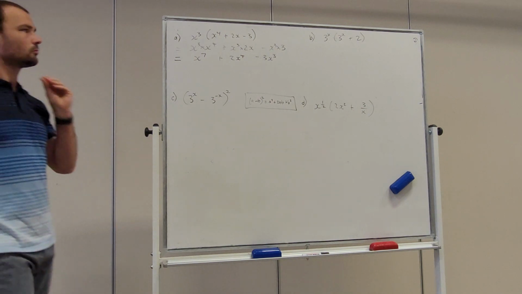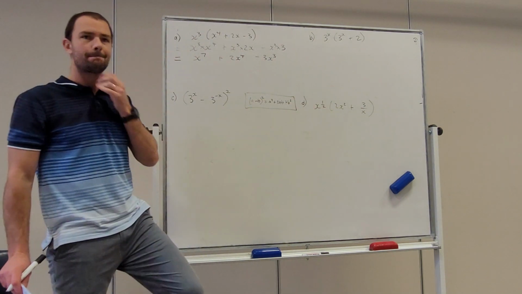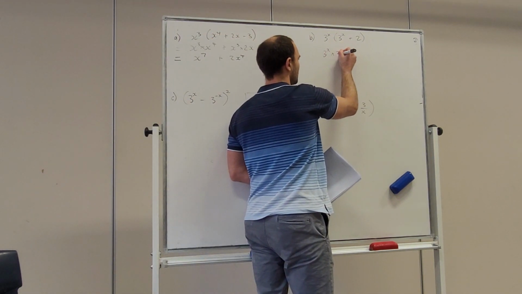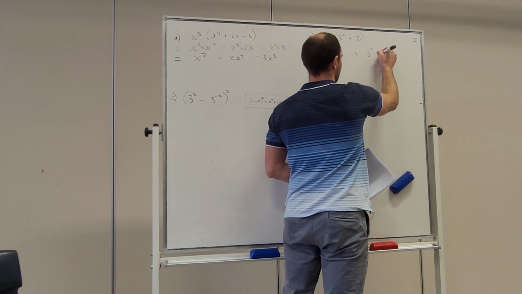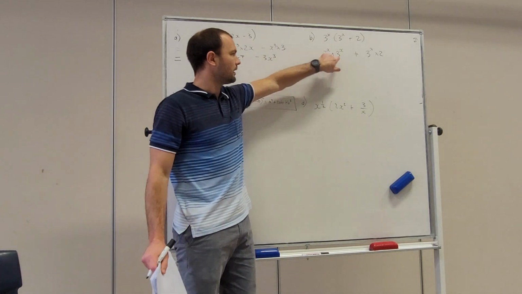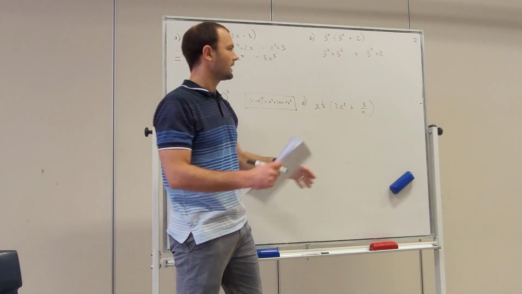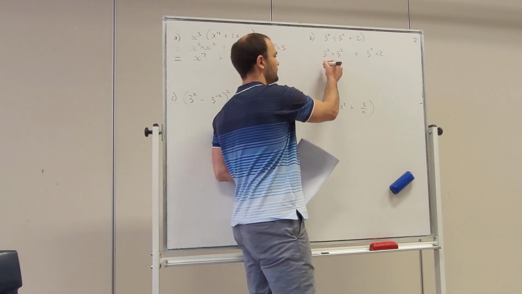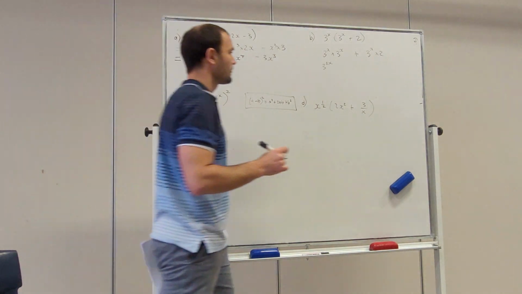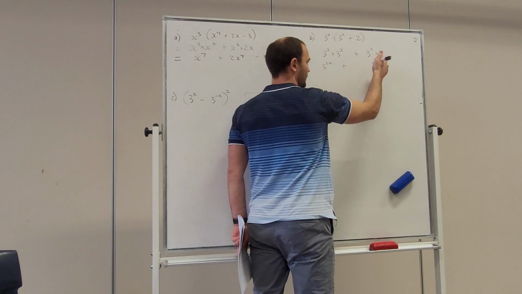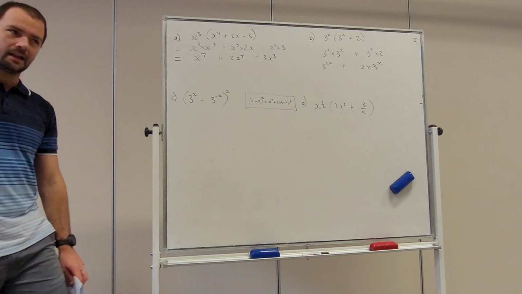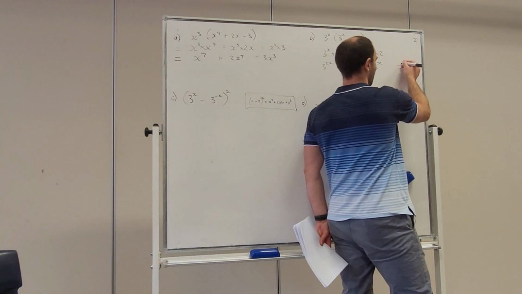Okay, the same rule applies for b. So I've got 3 to the x times 3 to the x, and then plus 3 to the x times 2. Here they have the same base, 3 and 3, so we're going to add the powers together. x plus x gives me 2 lots of x. And over here, the correct way to write this is 2 times 3 to the x. That does not simplify. It is not 6 to the power of x.